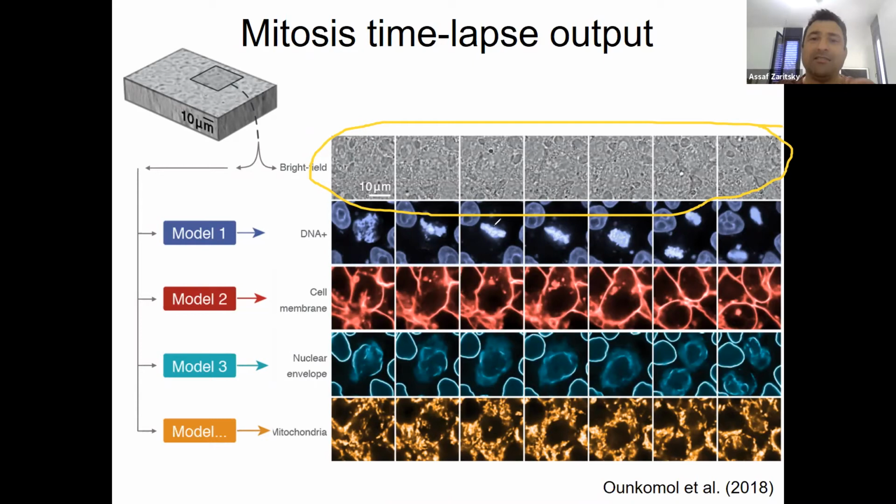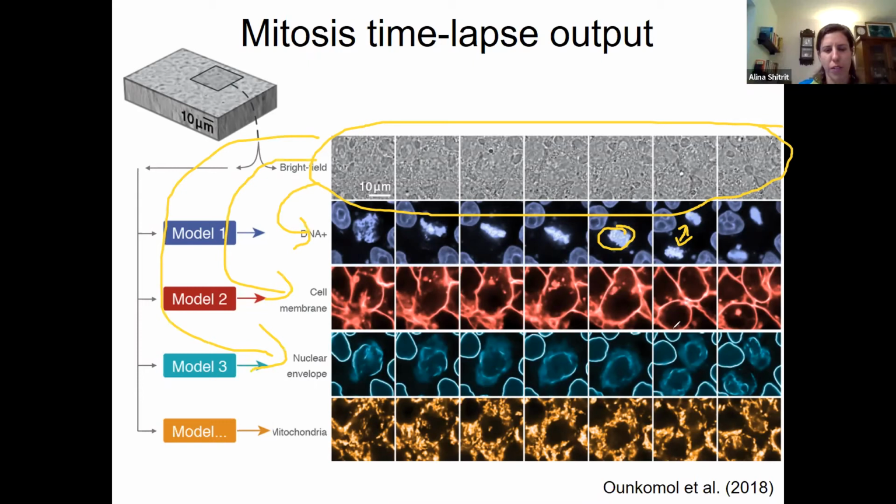But when we use these generative models, from here we generate all these image sequences. We can see here the DNA that is splitting. Here it's one, but here it's already two. We can see the input is the bright field and the tagged organelles, right?